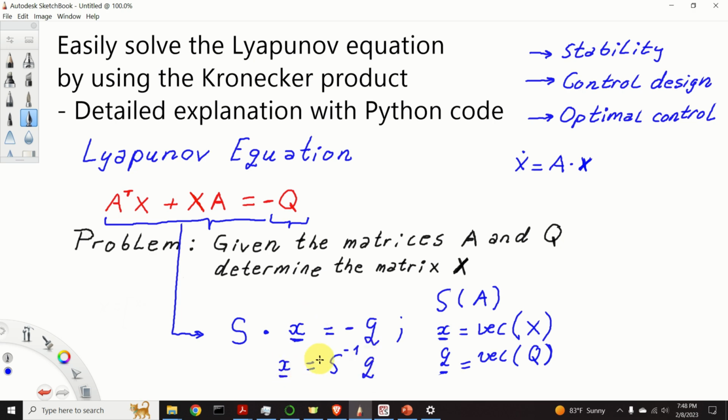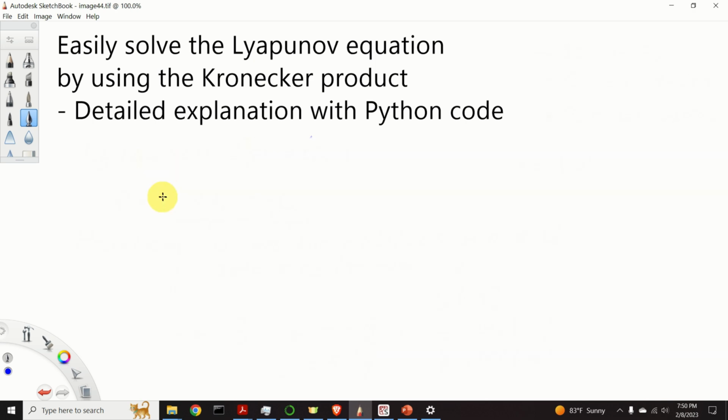However, in practice, you shouldn't explicitly invert matrices. There are more sophisticated methods for solving linear systems that don't require matrix inversion, or that implicitly invert matrices. However, for simplicity and for brevity, in my Python implementation, I will use this simple approach. To implement this approach, we first need to understand the Kronecker product.